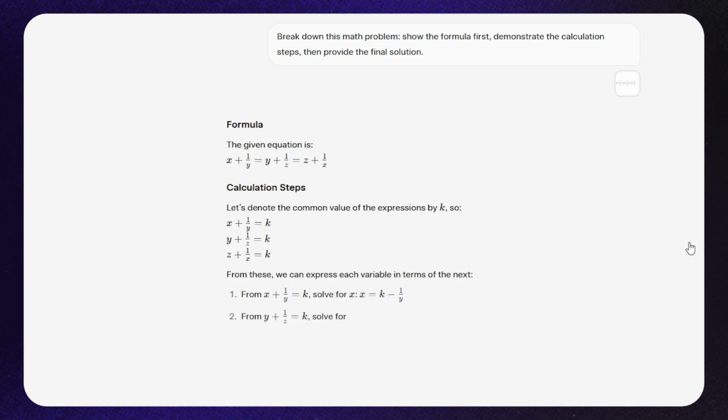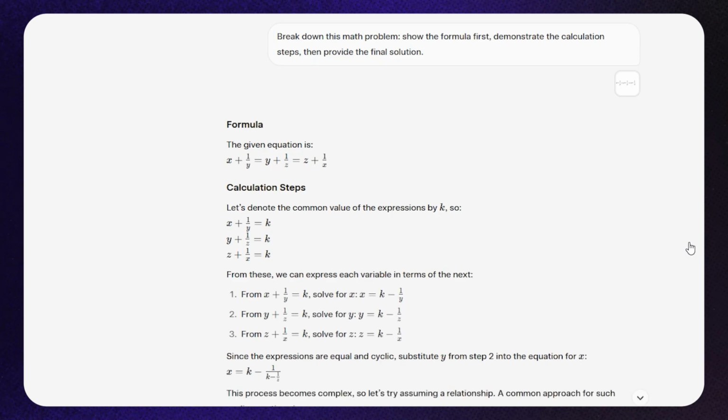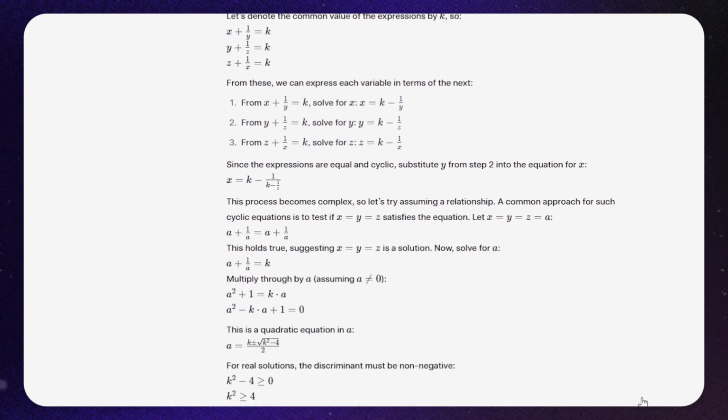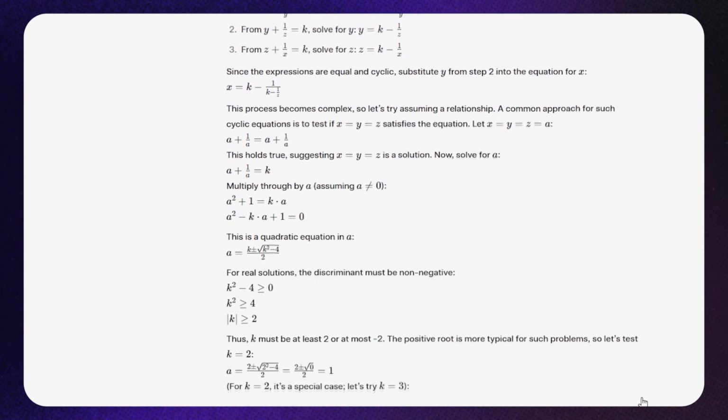Here's an example. Break down this business decision. First, identify the key risks. Then, list the potential upside. Then, give me a final recommendation with your reasoning. Don't skip steps. For decisions where you're not sure which way to go, use this technique.